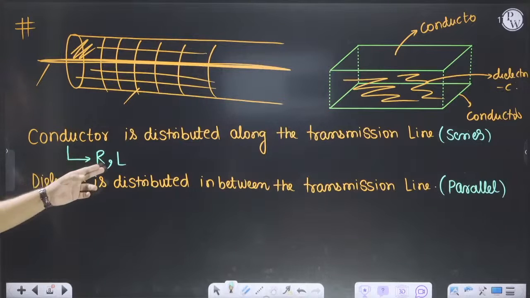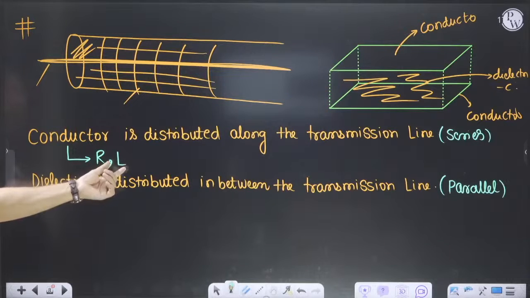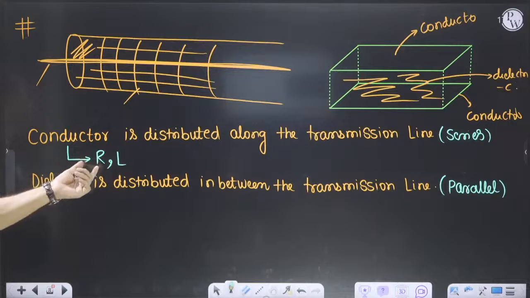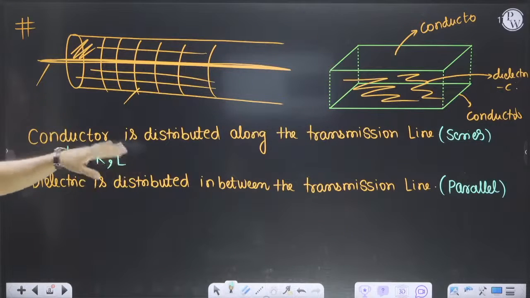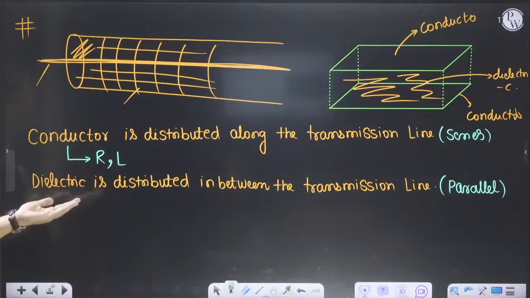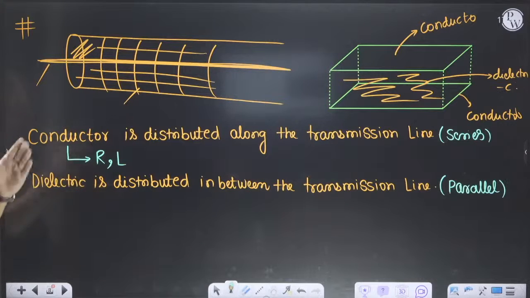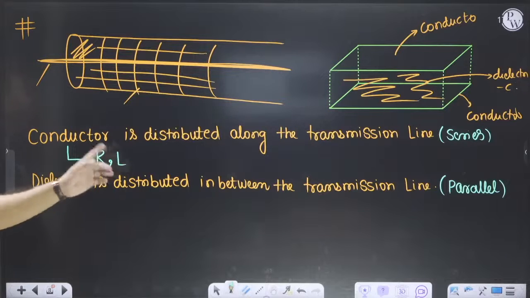So there is a resistance and there is an inductor. Resistance is due to conductor loss. Inductance is due to storage of magnetic field. Why? Because in a conductor current will be flowing, and if current is flowing, there is a storage of magnetic field. If there is a current, there is a magnetic field. The conductor loss will be replaced by R, and the magnetic field will be replaced by L.